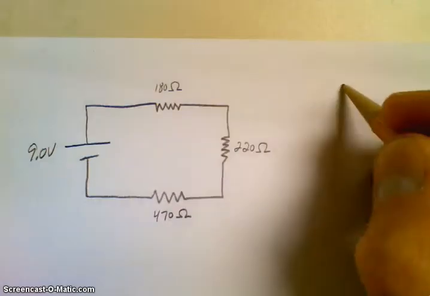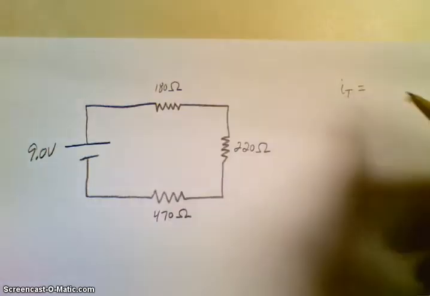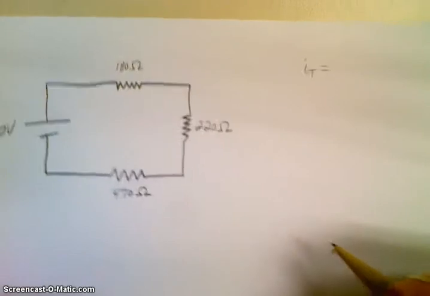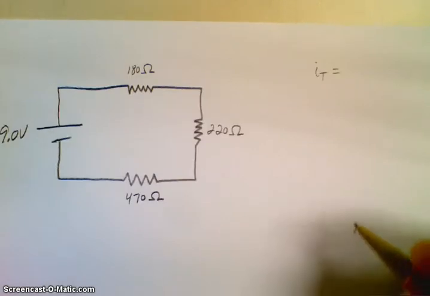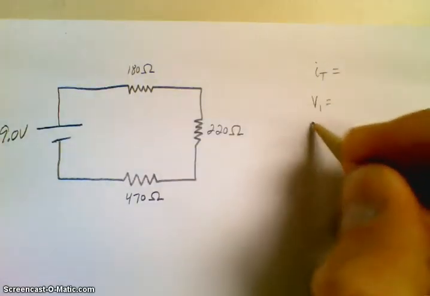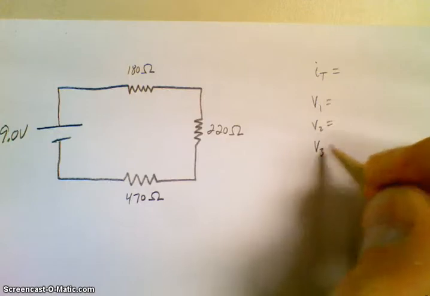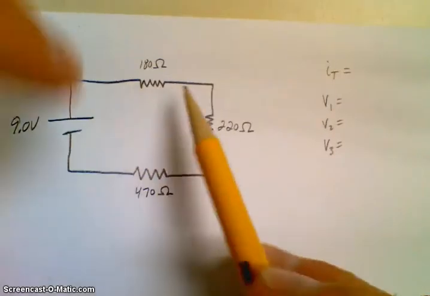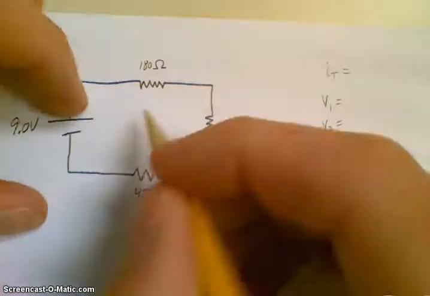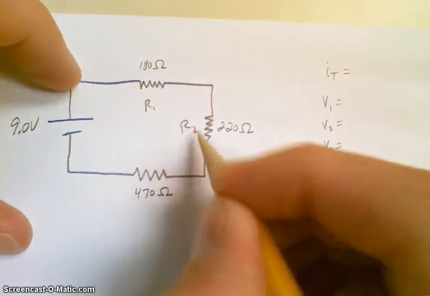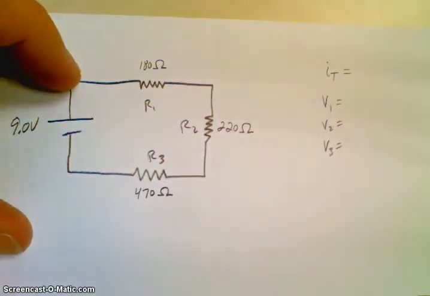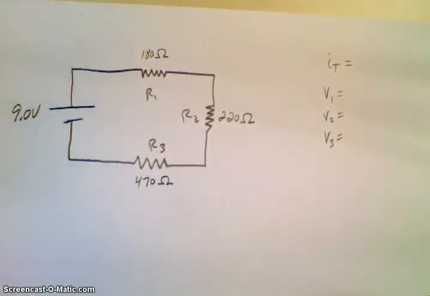Okay, so the total current. What else? Jimmy? Voltage drop across each resistor. Good. So we have voltage drops across each resistor. So we have 1, 2, and 3. So we can call this R1, R2, and R3. Another item?